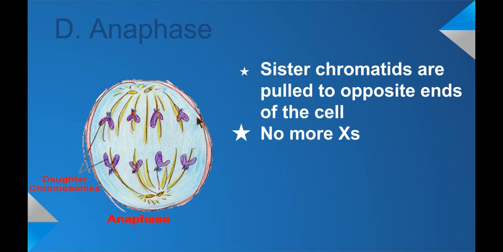The next phase is anaphase. This is when sister chromatids, those are those X's, when they actually pull apart. So one chromosome goes to the one side of the cell, and the other chromosome from the X goes to the opposite side of the cell. So there's no more X's. The DNA is being separated.